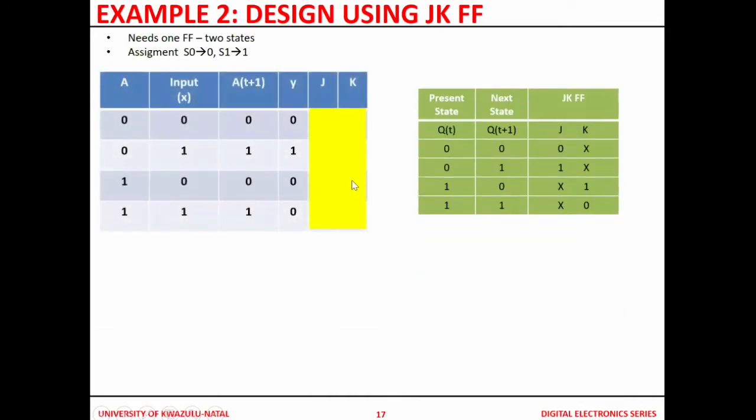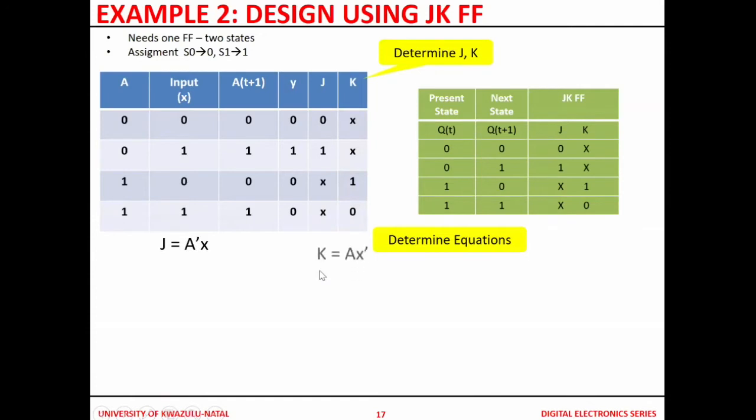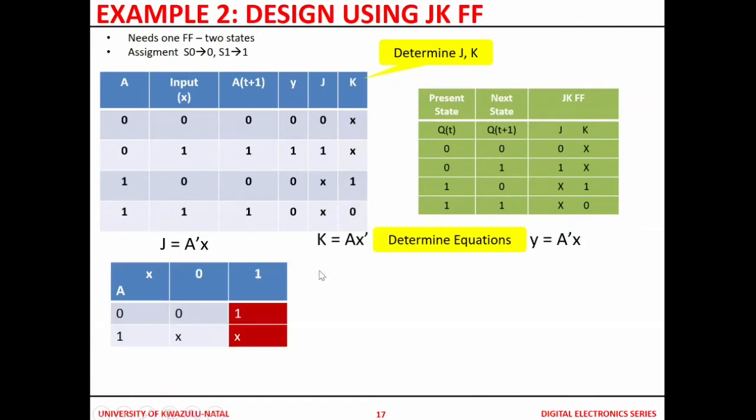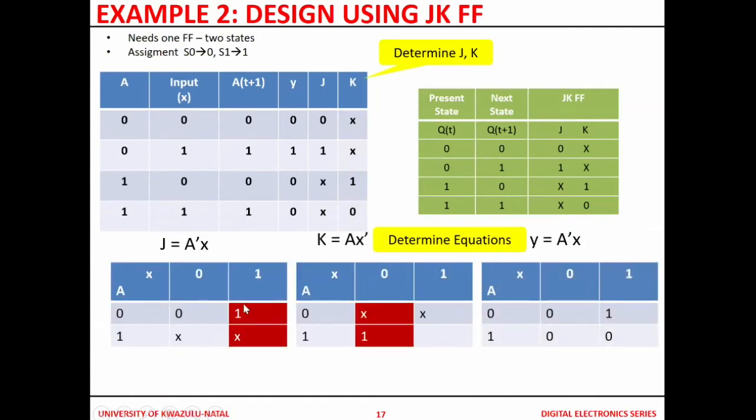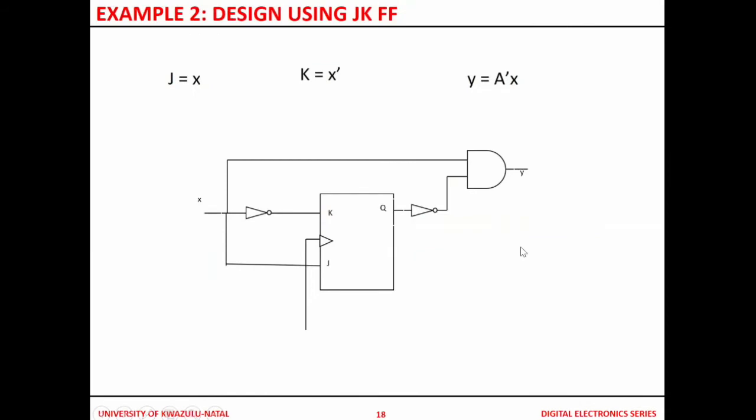Then we look for the flip-flop input equations, J and K, from this. We fill it, and then we get our equations, and then do the minimization. By the way, you can go straight to this kind of maps without that equation: this one is for J, this one is for K, and that one is for Y. Then once you minimize, after minimizing, we got that circuit.